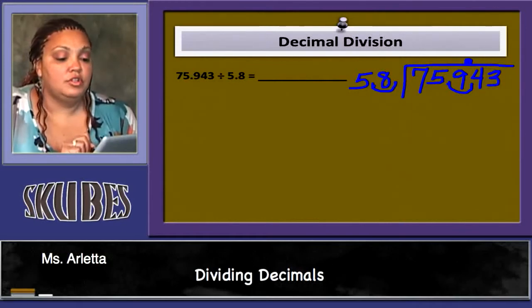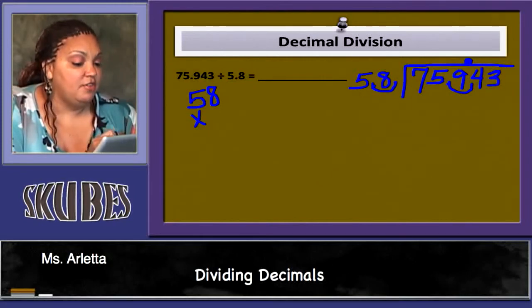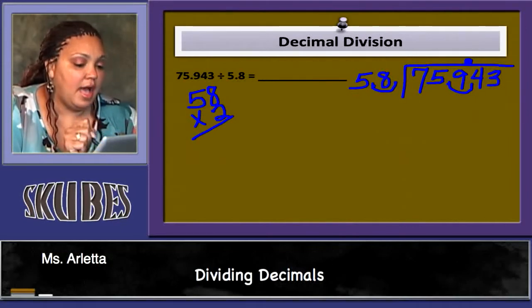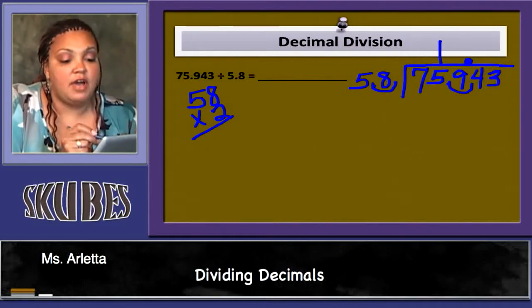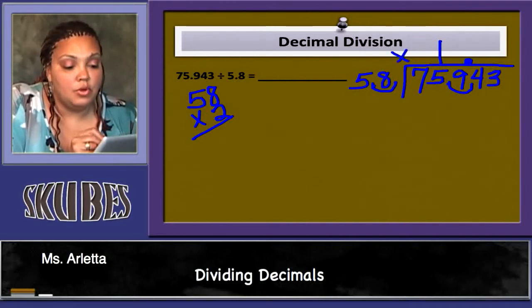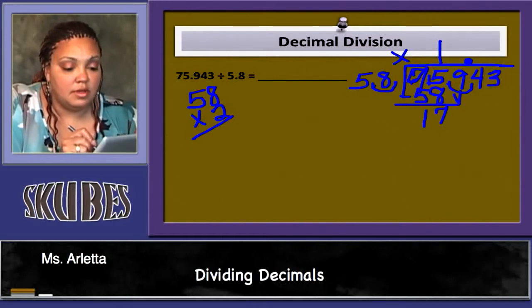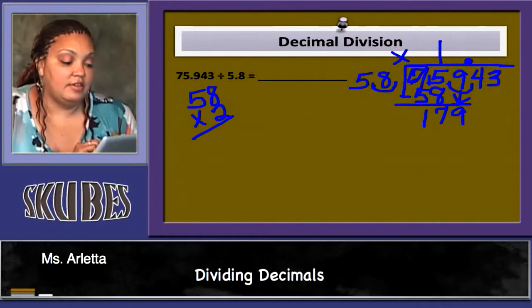58 goes into 75 how many times? The way you would figure that out is guess and check. I know that 5 times 2 is 10, so that would be higher. It would be in the hundreds, which lets me know I can go one number lower than 2, which is 1. So 58 goes into 75 one time. 58 times 1 is 58. When I subtract, I get 17. I will bring down my 9. And now the question is, how many times does 58 go into 179?